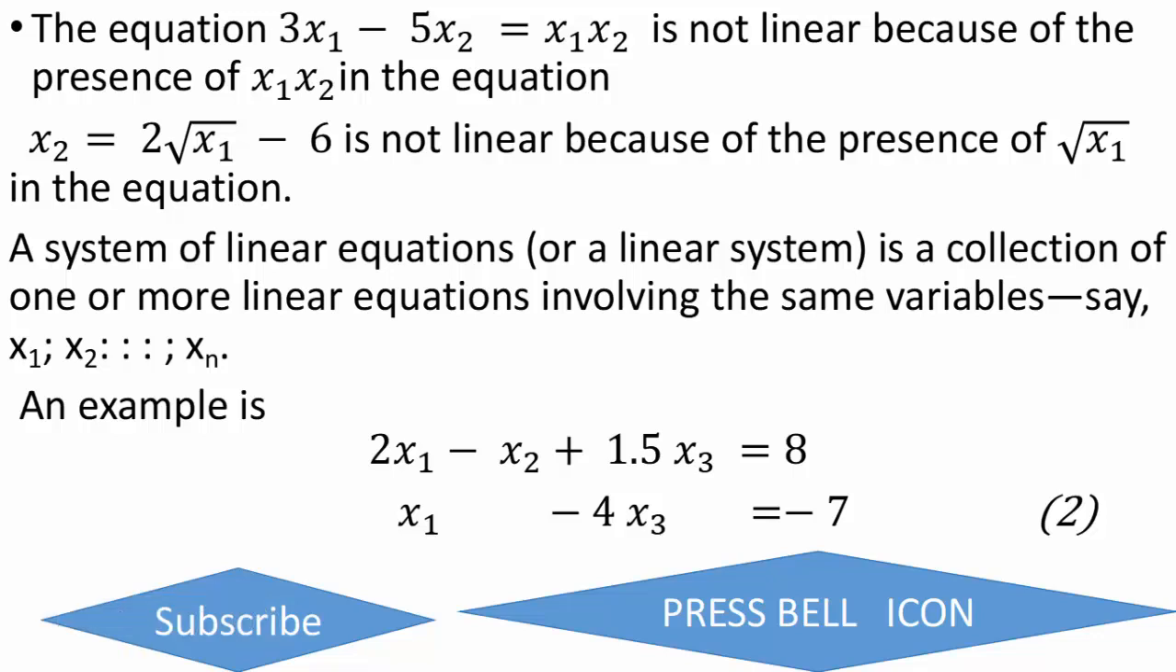Second equation can be written as x1 + 0x2 - 4x3 = -7. That's why both the equations contain same variables and both equations are linear equations. Hence, we can call this a system of linear equations or linear system.